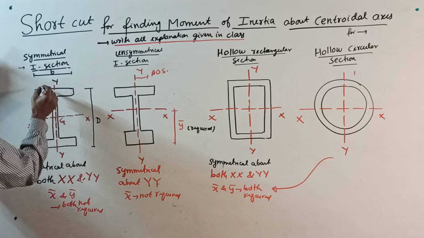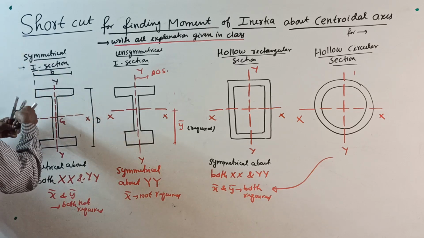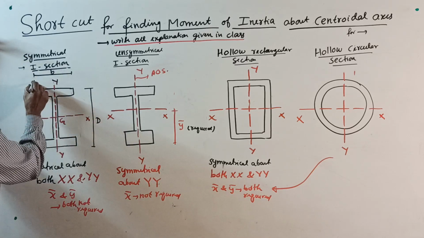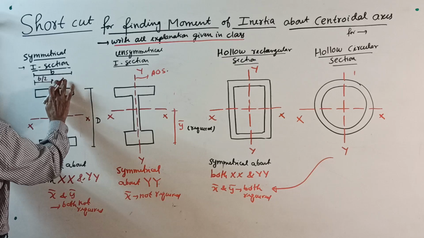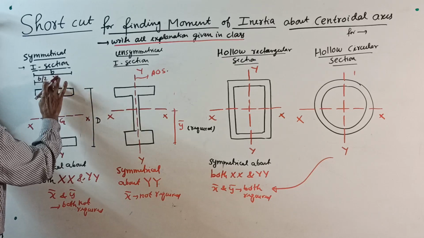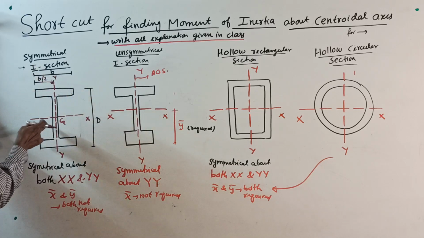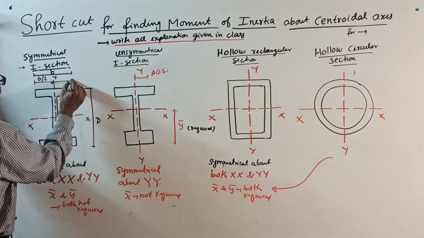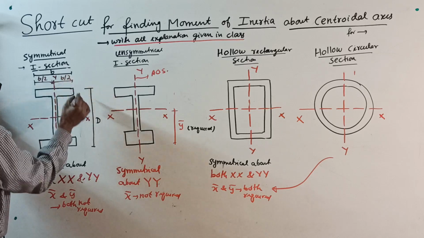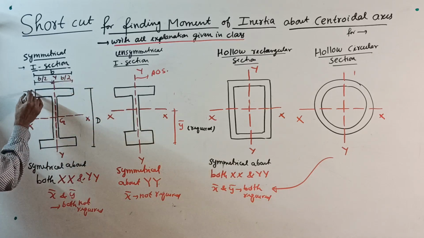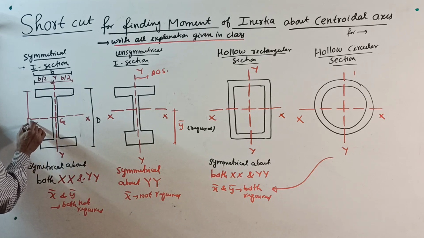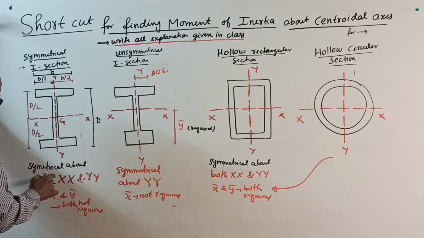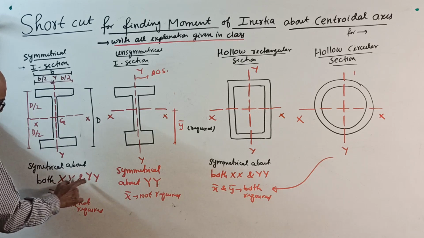Then yy will be at what distance? Your yy will be at b by 2 from here. You write the sketch first, and second time write here: this also is b by 2. If this is D, both will be D by 2, D by 2, for xx. That means symmetrical about both xx and yy.